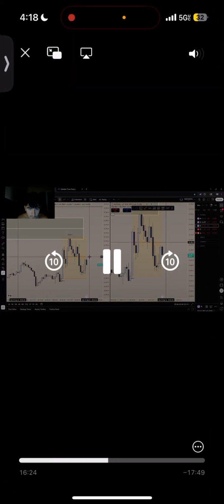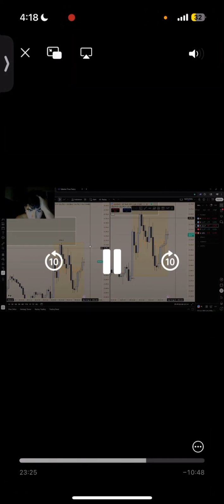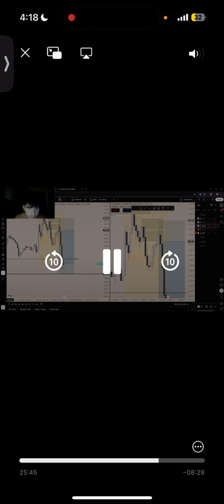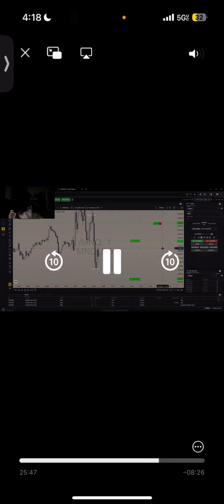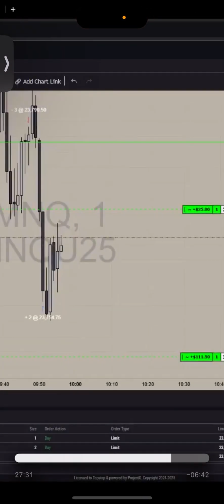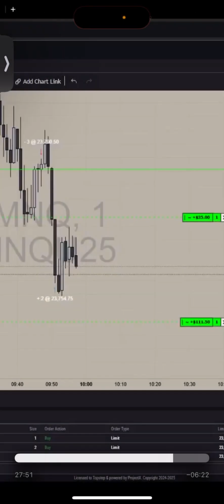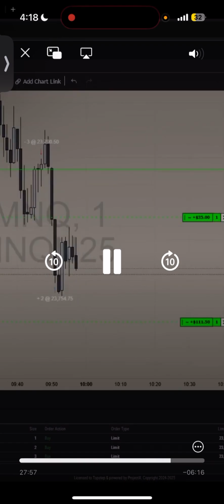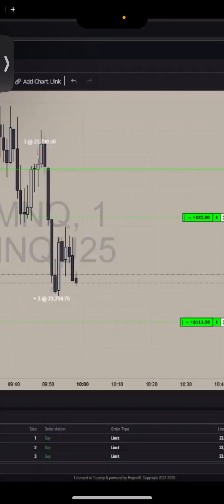On here, it looks a bit different. On Top Step, I barely missed. So this was the previous day low right here. And yeah, we missed it by like a wick. I literally missed it by like a single point. Look at that. You can't make that up.